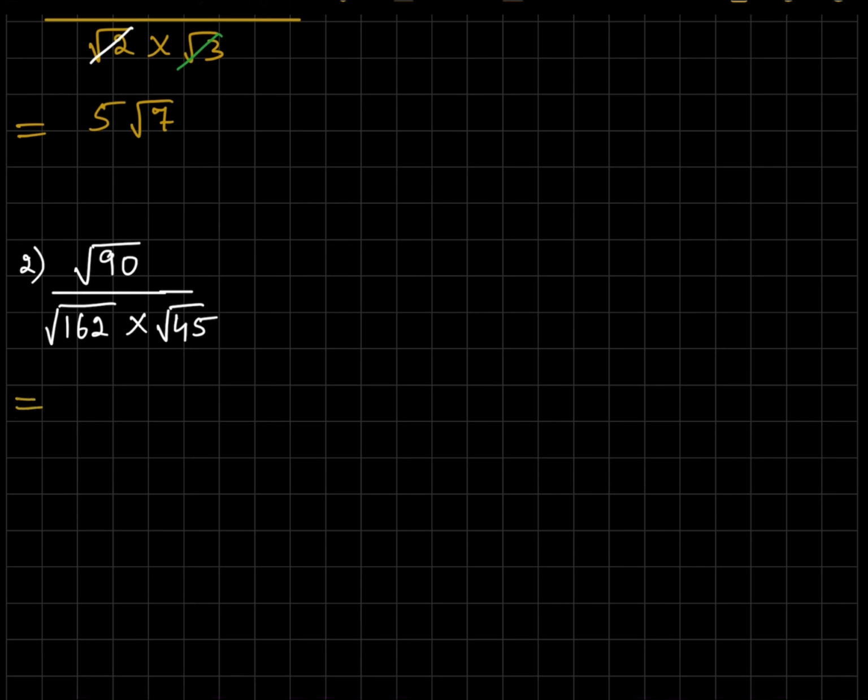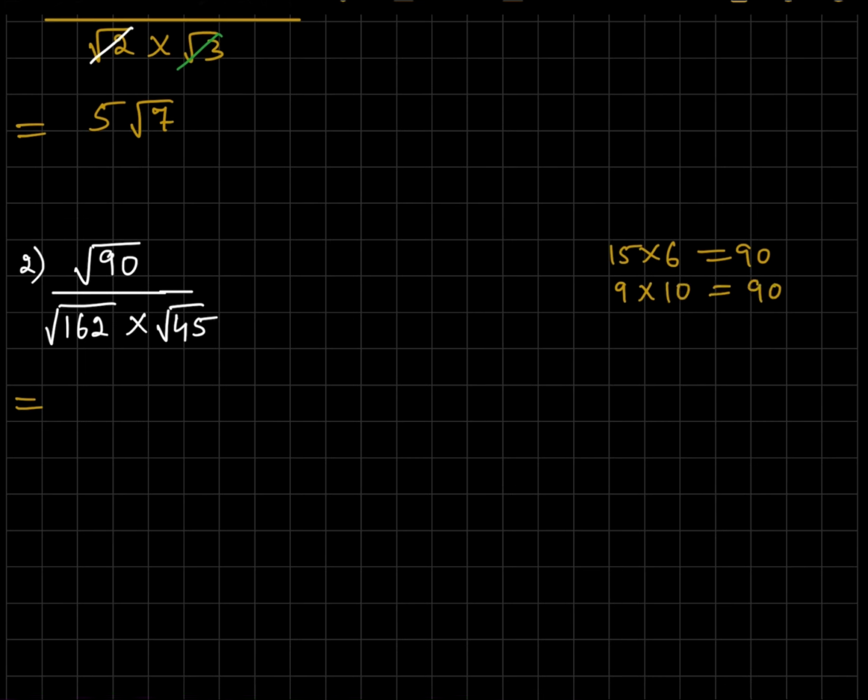This is square root of 90 over square root of 162 times square root of 45. Whenever we write the factors, keep in mind which squared number, when multiplied by some other number, would give the number under the radical sign. What I mean is like 90. I can say 15 sixes are 90, correct? 15 times 6 is 90. Then I can also say that 9 times 10 is also 90.